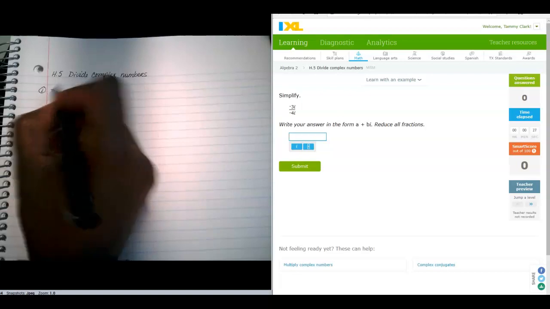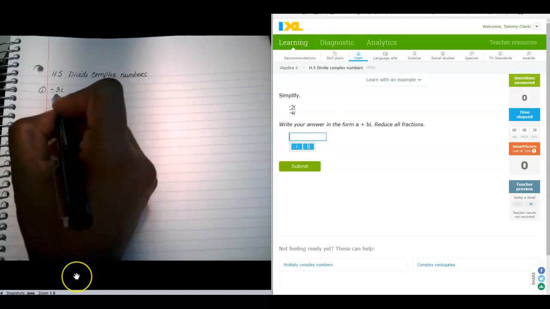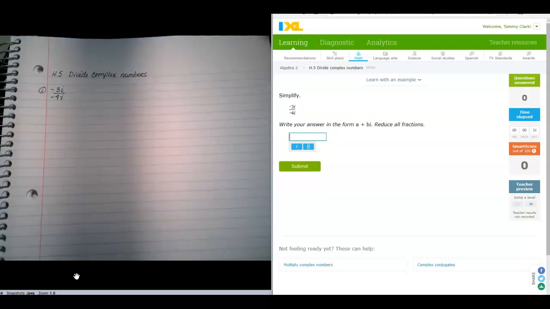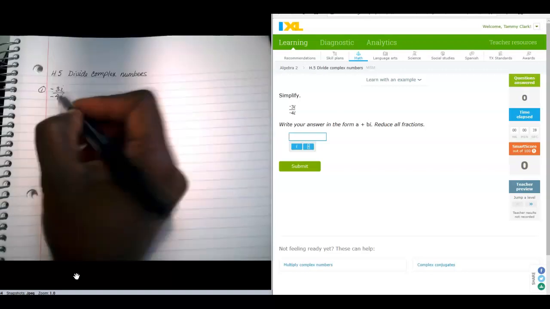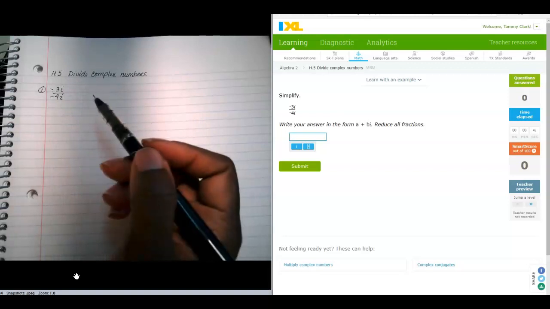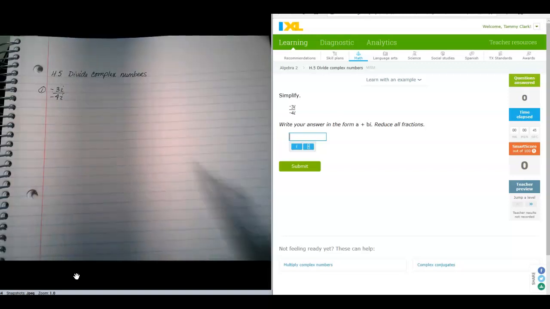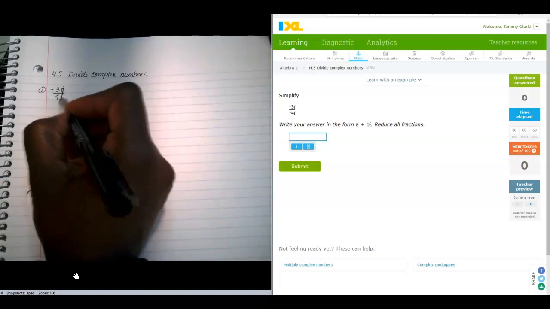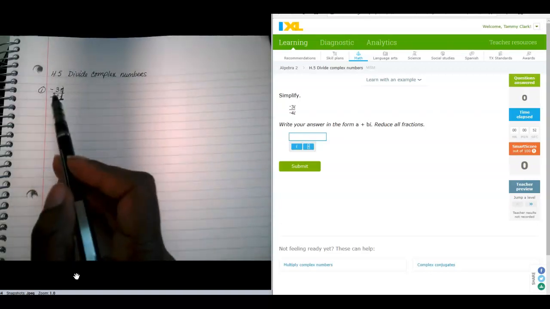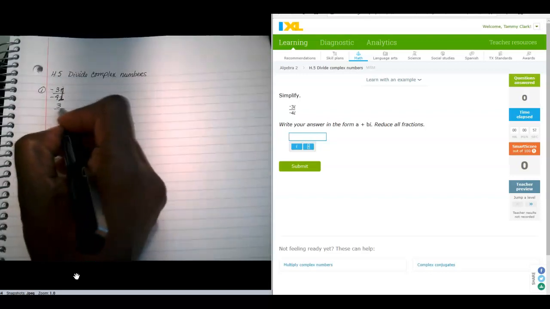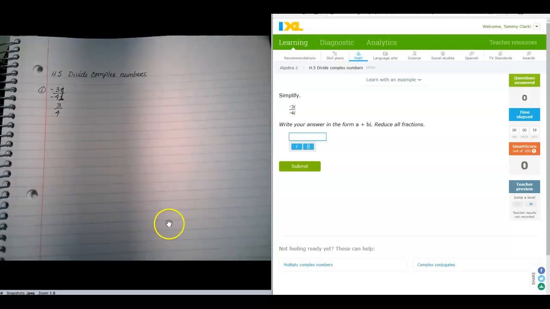We've got negative 3i divided by negative 4i. Well, what we know first off is i divided by i is actually 1, because a number divided by itself is always 1. So what I'm going to do is make this a 1, and my answer would be negative 3 divided by negative 4, which we know is just 3 over 4.